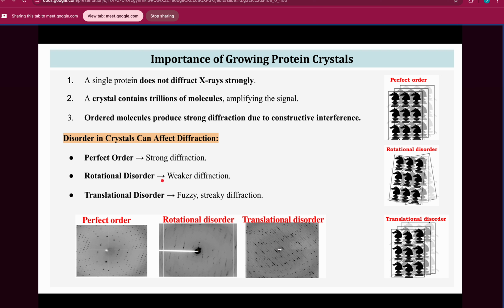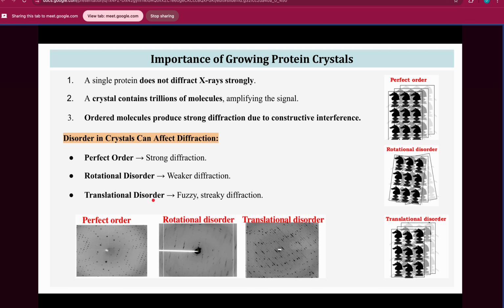Whereas if there is rotational disorder, in this case, you can see how these different layers of unit cell have a rotational disorder. They are rotated to some angle, so they are not properly aligned. They are not in order. There is some rotation which has occurred in different layers. If there is such rotational disorder, then we obtain weaker diffraction. In this case, as you can see, the diffraction pattern is very weak. You're not clearly able to distinguish different atomic positions. So this is referred to as rotational disorder.